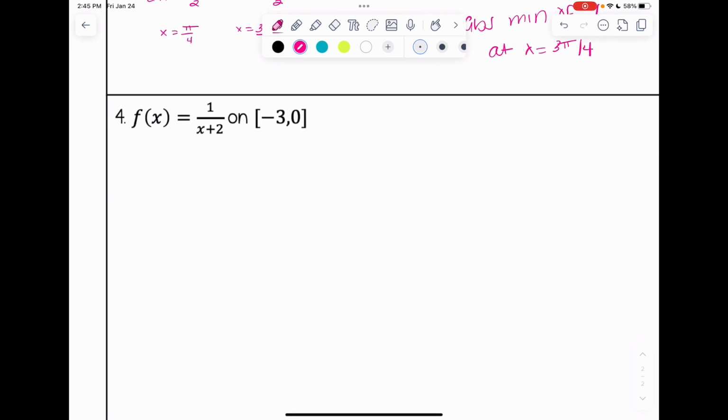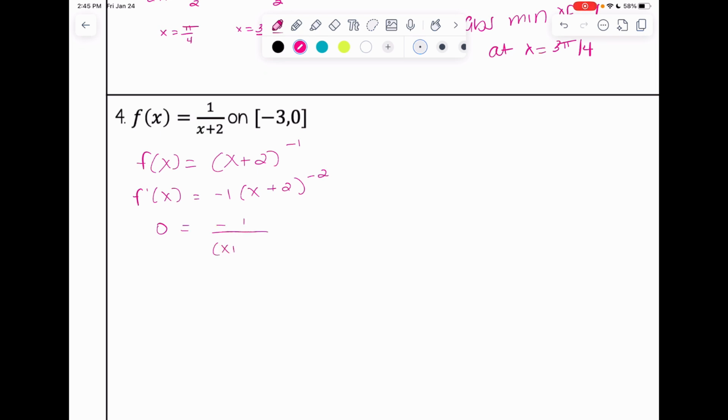Okay, number 4, we're looking at f of x equals 1 over x plus 2 on the interval -3 to 0. So we're going to take our derivative here. You have a couple of options on how to do that. You can utilize quotient rule if you want, or you could rewrite this as x plus 2 to the -1 power. When you take the derivative of that, you would be bringing the -1 down in front, subtracting 1 from the exponent, and multiplying by the derivative of the inside, which is 1. When I rewrite this, this gives me -1 over x plus 2 squared.